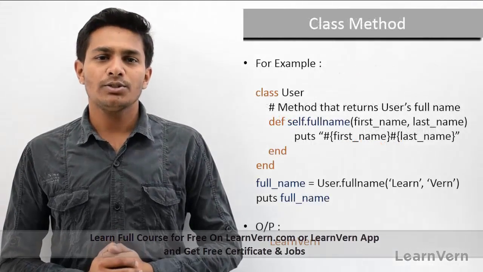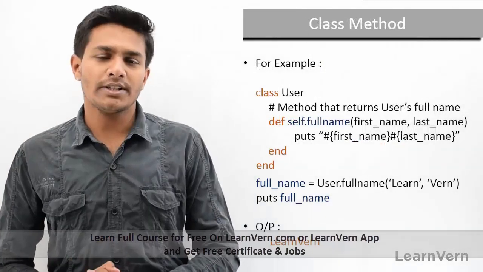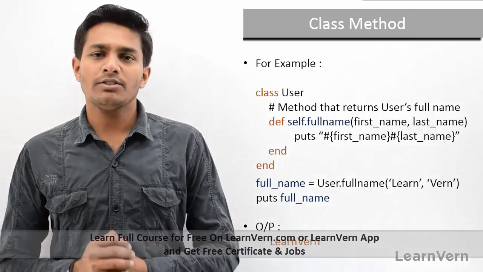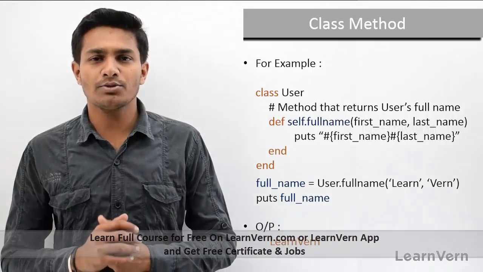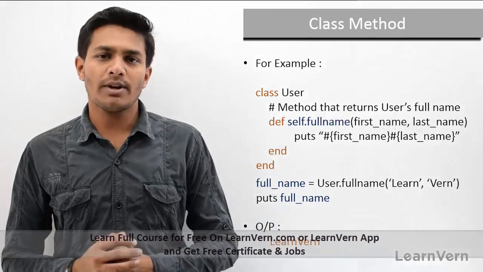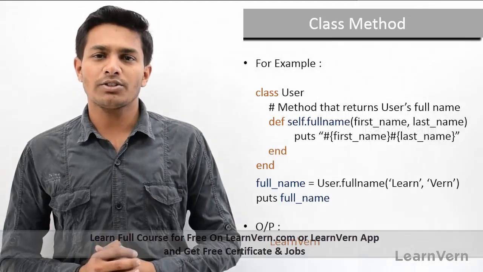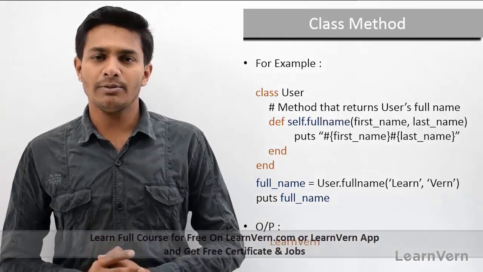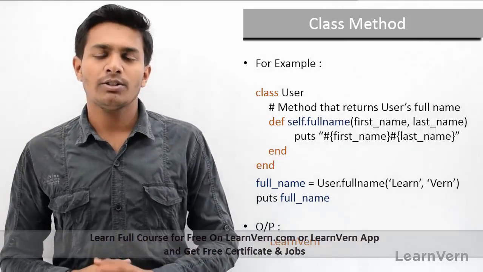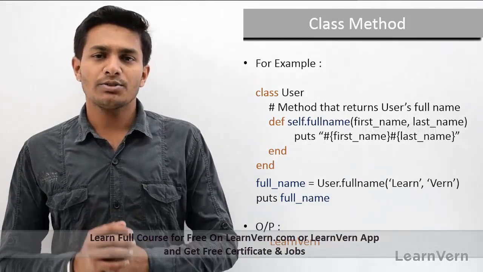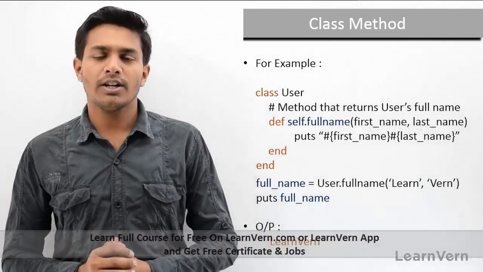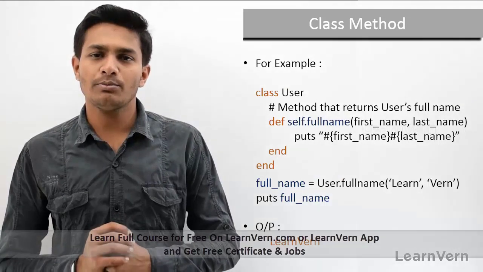Here on the screen you can see an example. In this example I have created a user class and one self dot method. It takes two parameters as arguments, first name and last name, concatenates both variables and returns us the string. Whenever I want to call this method, I need to write the class, that is user, dot the method name, and we can easily access the class level methods.